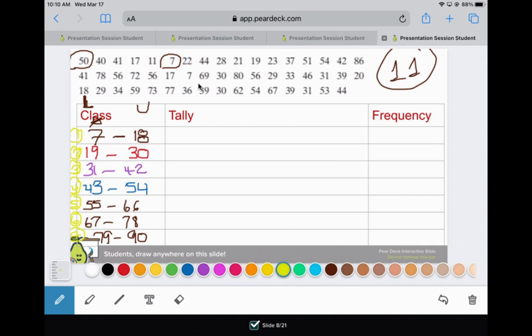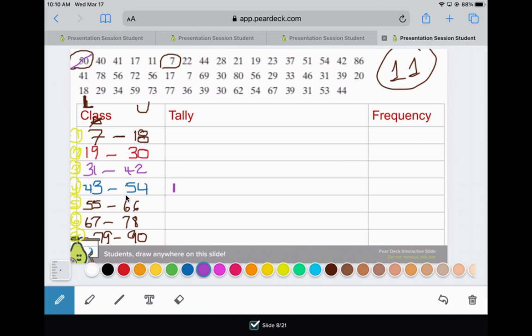I have 7 classes altogether. Which class do you think 50 belongs to, if you have to guess? Look at the intervals. The first class is between 7 and 18. The second is between 19 and 30. Then 31 and 42, 43 and 54. So it's going to be class number 4. Yep, so this 50 belongs to class number 4.